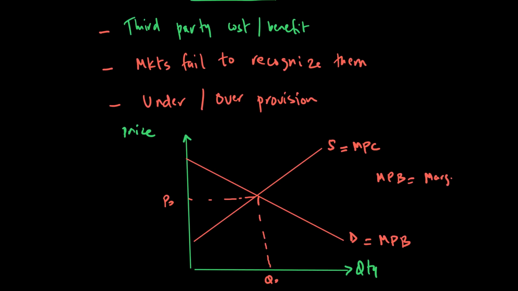Let me write this. This is called marginal private benefit. Similarly, this is our marginal private cost.